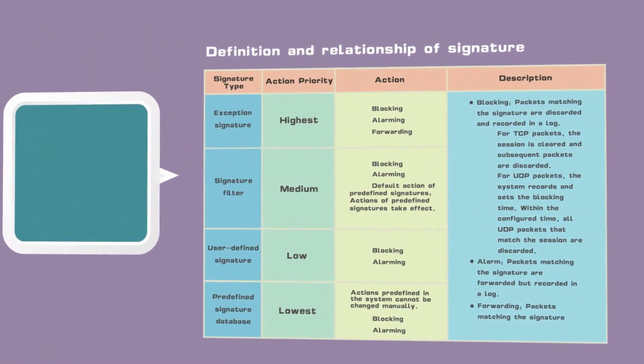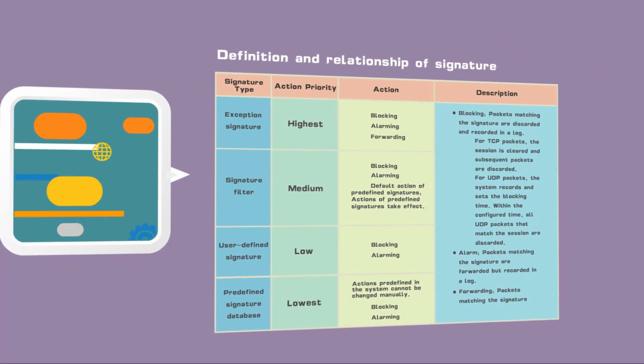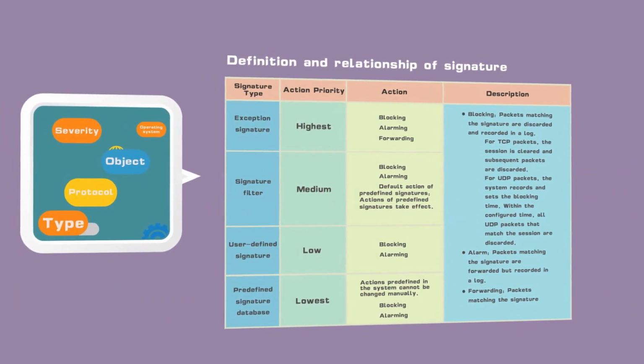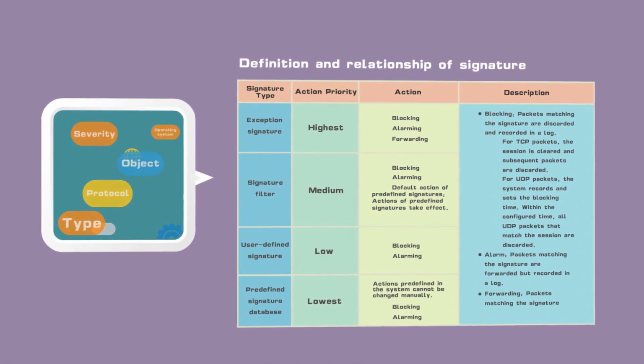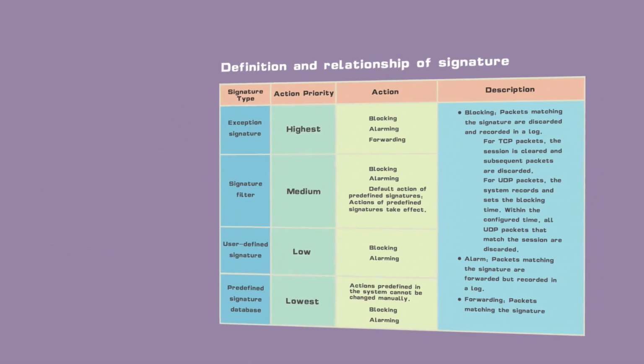Signature filter. The signature filter is a collection of signatures that meet specified filtering conditions. Filtering conditions include signature category, target, protocol, severity, and operating system. Only signatures that meet all filtering conditions can be added to the signature filter.